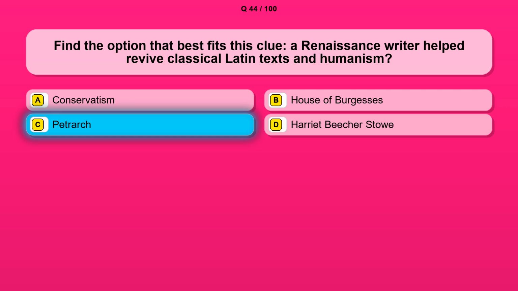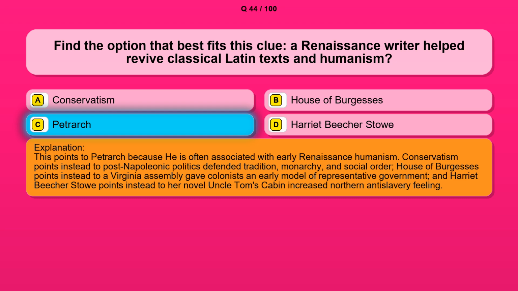The correct answer is option C, Petrarch. This points to Petrarch because he is often associated with early Renaissance humanism. Conservatism points instead to post-Napoleonic politics defended tradition, monarchy, and social order. House of Burgesses points instead to a Virginia assembly gave colonists an early model of representative government, and Harriet Beecher Stowe points instead to her novel Uncle Tom's Cabin increased northern anti-slavery feeling.